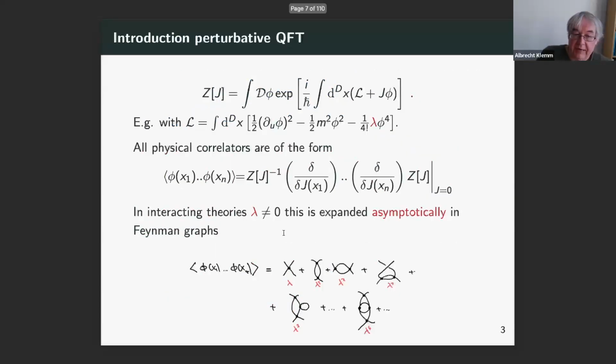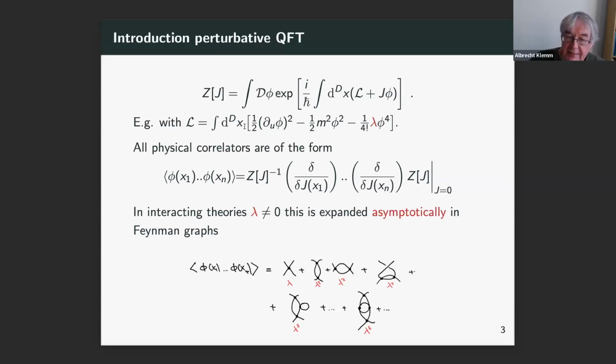So to say it very quickly, in quantum field theory, as you know, you have to do a path integral, and this path integral is governed by this Lagrangian. Here I put some sources in order to define the correlation functions as functional derivatives of this path integral with respect to the sources. And we know very well that the Feynman graph expansion that emerges from that is an asymptotic series.